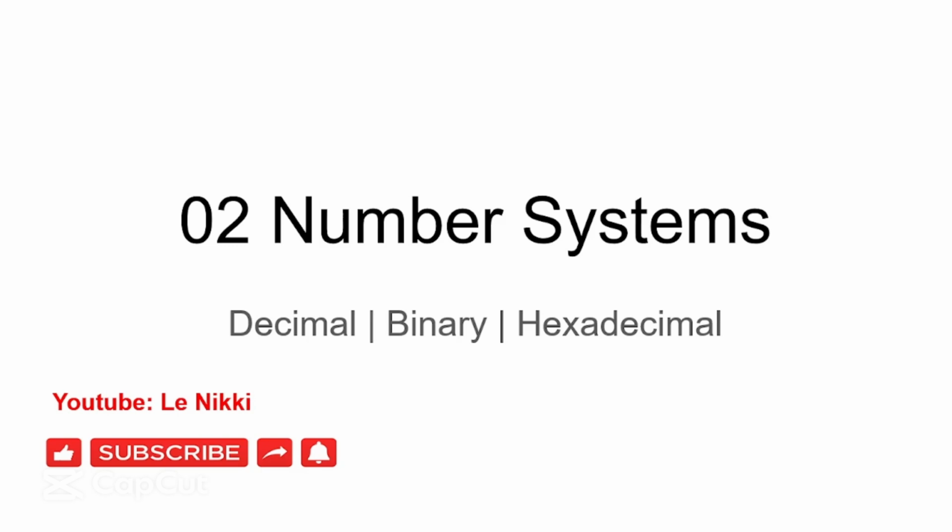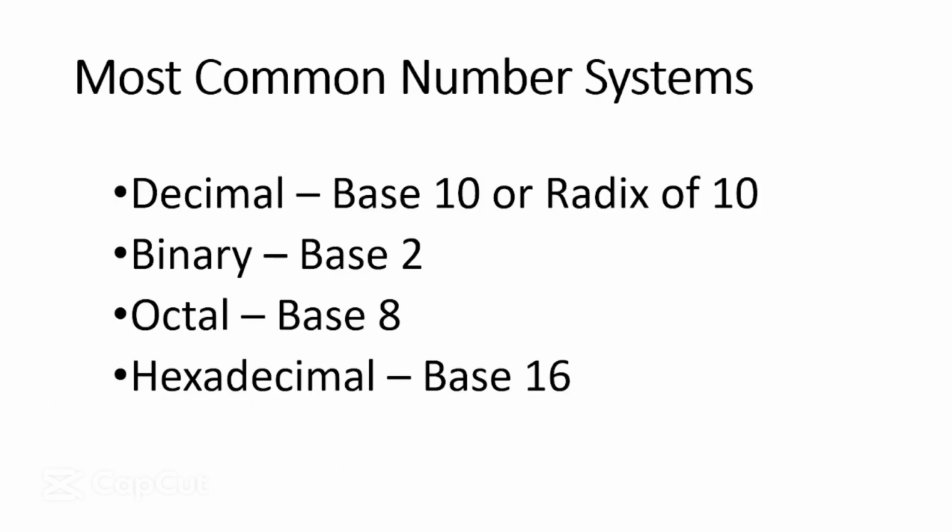Now, let's get started. Number systems are different representations of numeric data. The most common number systems are the decimal number system, which is base 10 or radix of 10, binary, which is base 2 or radix of 2, octal, base 8, and hexadecimal, base 16.